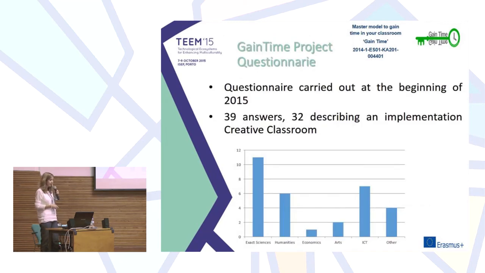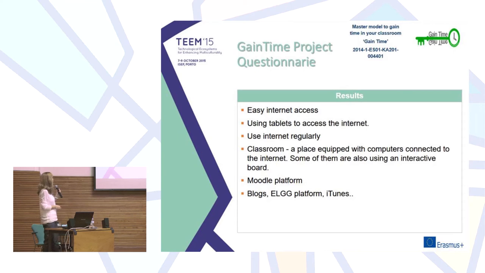This questionnaire was carried out at the beginning of 2015. We had 39 answers, 32 describing implementation of creative classroom. Most teachers were from science and from ICT. As a result, we can state that usually teachers and students have easy access to the internet. They are using tablets to access the internet on a regular basis, and the classrooms are equipped with computers connected to the internet. Some of them are also using interactive boards.